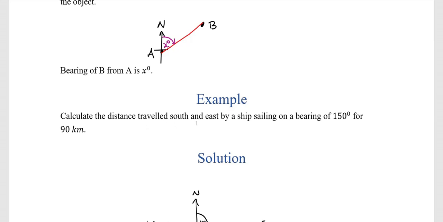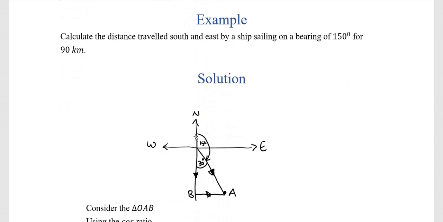Calculate the distance traveled south and east by a ship sailing on a bearing of 150 degrees for 90 kilometers. The best thing to do with a question like this is to draw a diagram first. So we draw a huge compass point: west, north, east, and this one here would be the south. Let me just put that in.